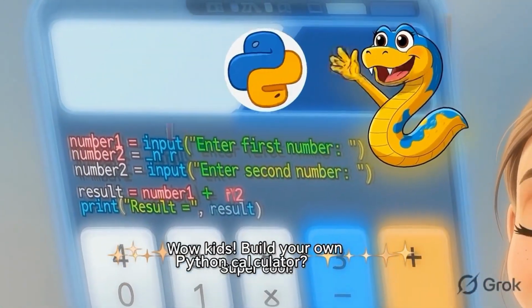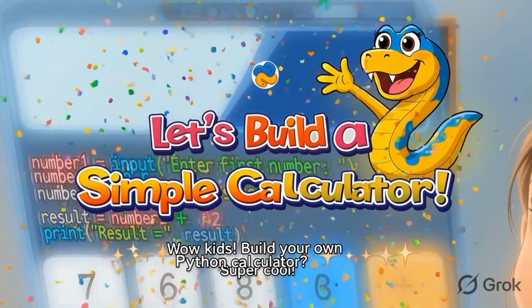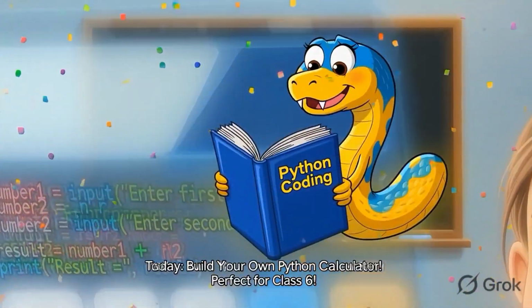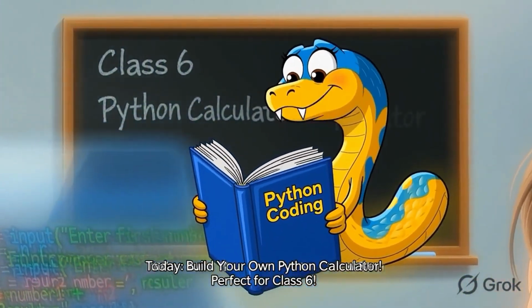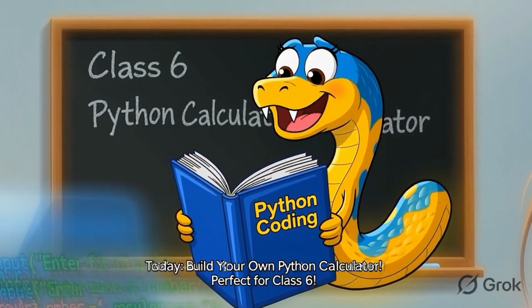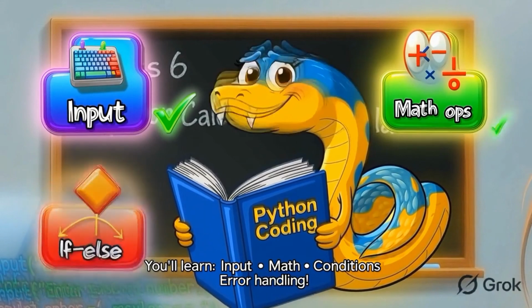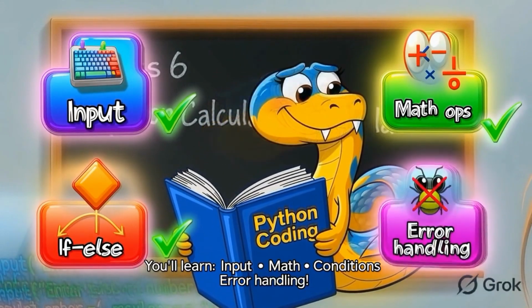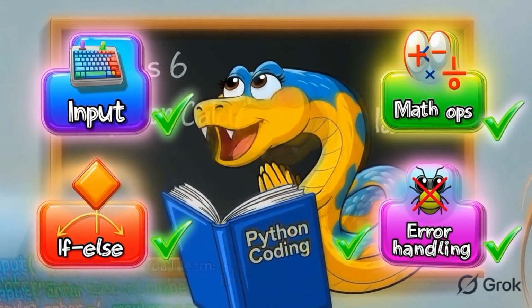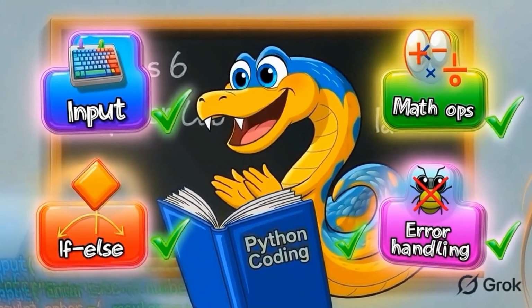Today we're going to create a very simple Python project, our very own calculator. It's perfect for class 6. A little input, some math, and lots of fun learning. By the end of this project, you'll learn how to take input, do math operations, use conditions, and handle errors. Are you ready?